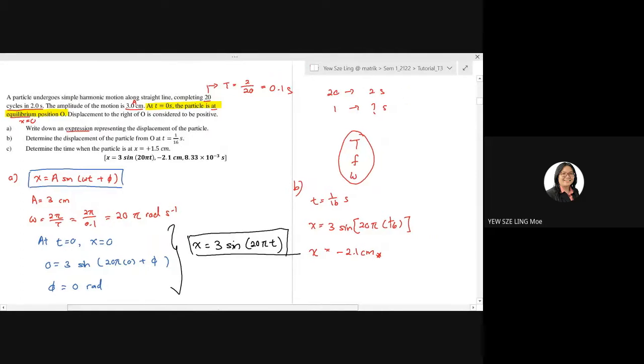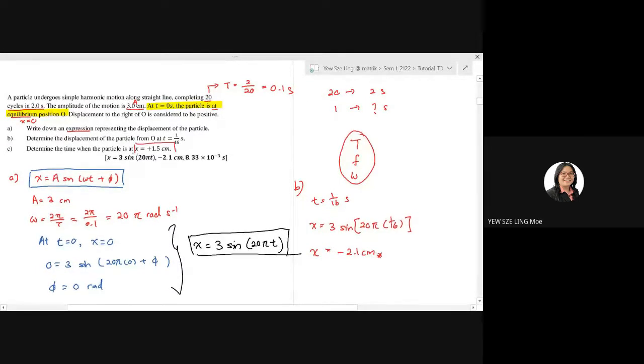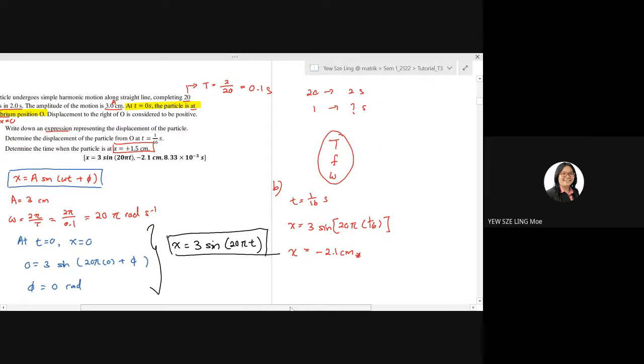Okay, so now let's look at how to solve question C. Determine the time when the particle is at x equals positive 1.5 cm. Now, if you remember, simple harmonic motion is a periodic motion, which means the object will pass through x equals 1.5 cm multiple times. So you will have more than one answer, not just one. So now let's see how we are going to solve question C.